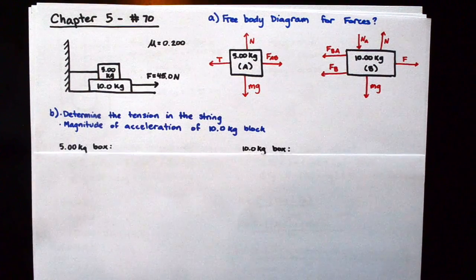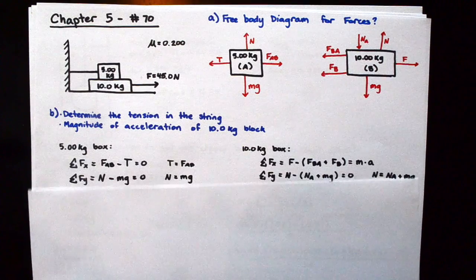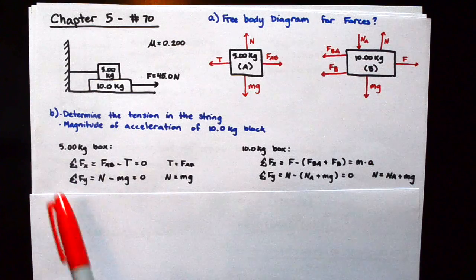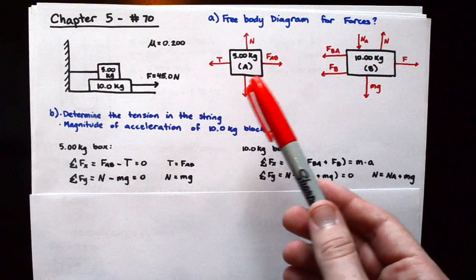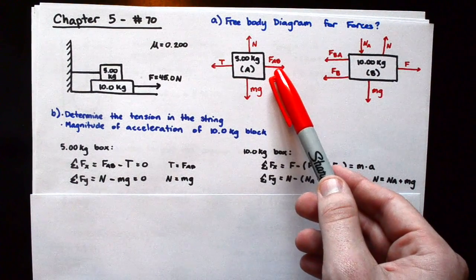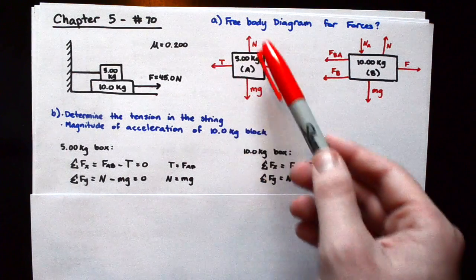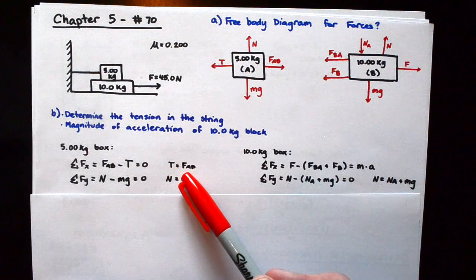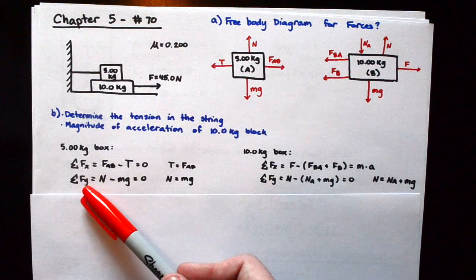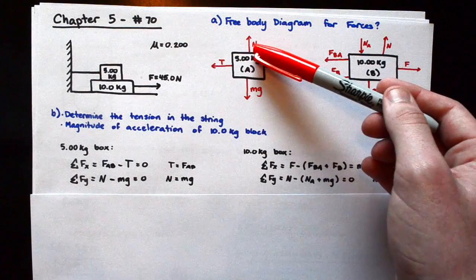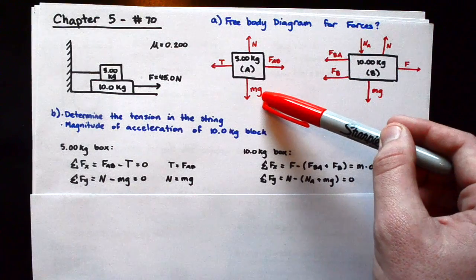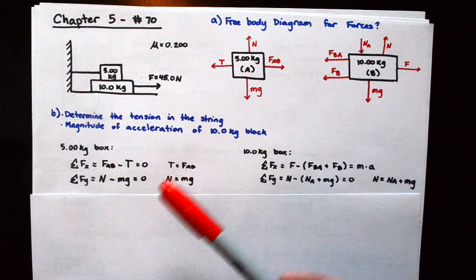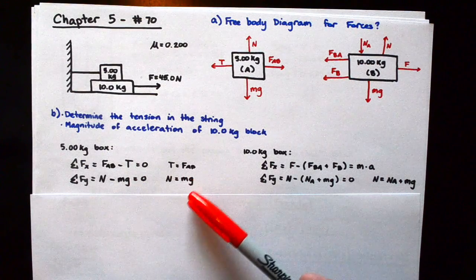For part B, we're going to determine the tension of the string and the magnitude of the acceleration of the 10 kilogram block. So we'll start with the 5 kilogram block. In the x direction, you're going to have the force of AB minus your tension, and because the block is stationary, it's going to equal 0. So the tension is going to equal the force of AB. In the y direction, it's your normal force minus your mass times gravity, which equals 0 since it's not moving. So the normal force is going to equal mass times gravity.